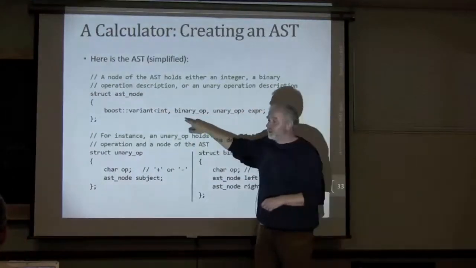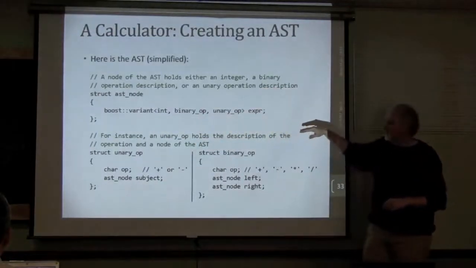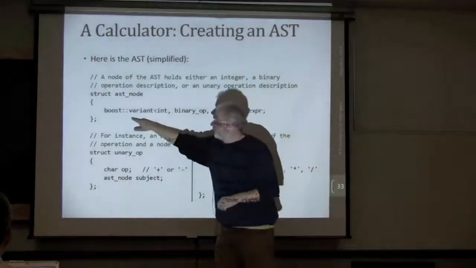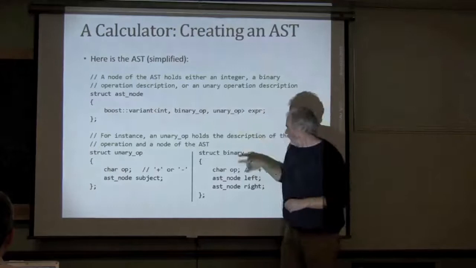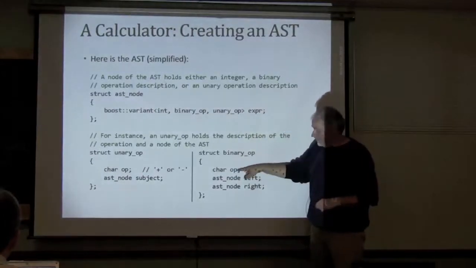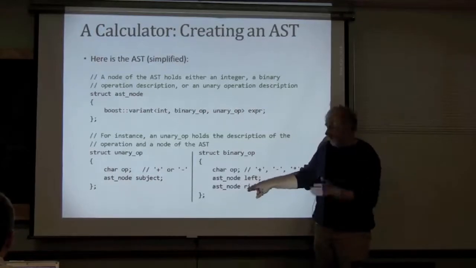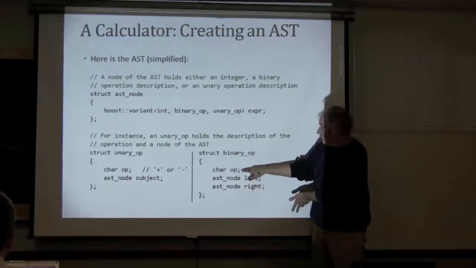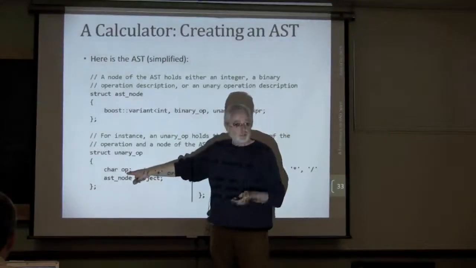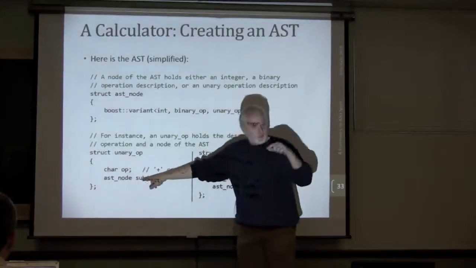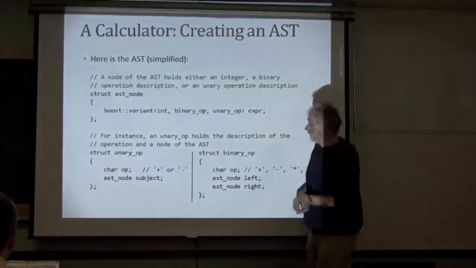You actually have to use a recursive variant and stuff like that, but just to understand the concept, let's assume that this thing can be recursive, right? The binary operation is a struct which contains the operation I found and the left expression and the right expression of that operation. The unary is another struct which contains the operation plus or minus and the expression which this operation is prepended to.